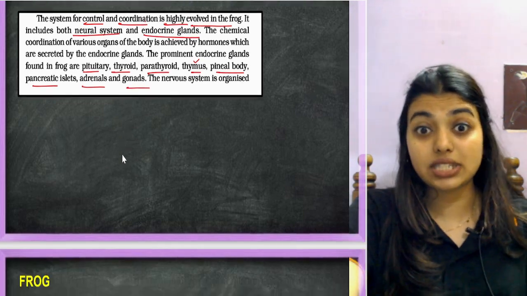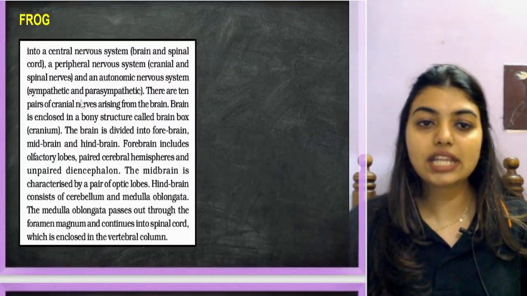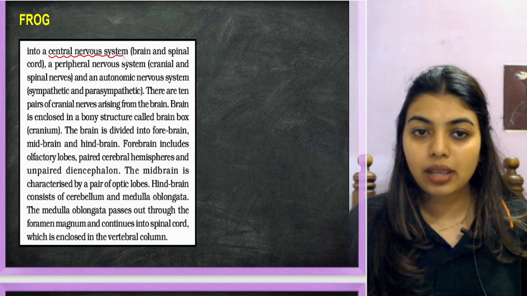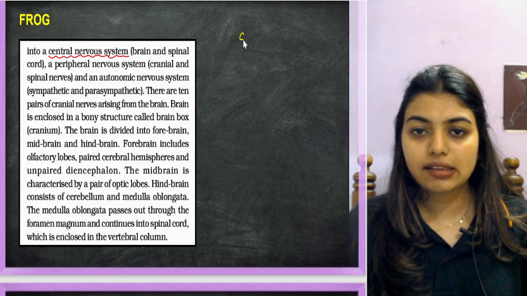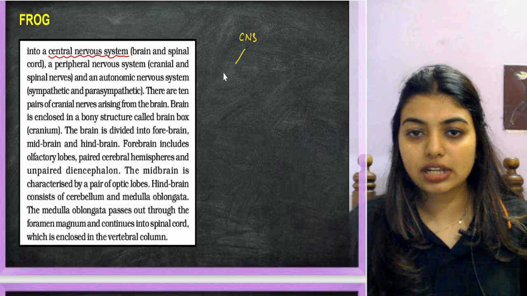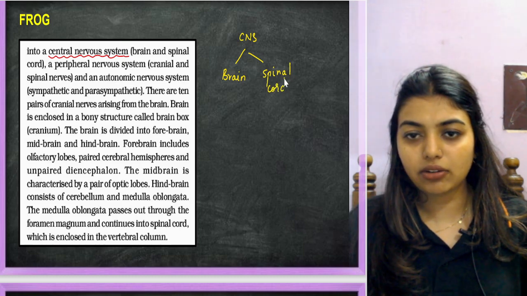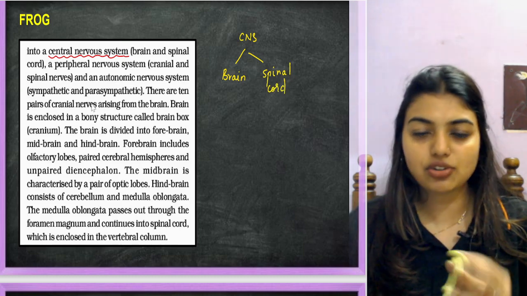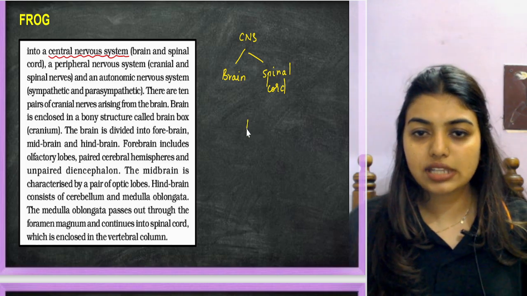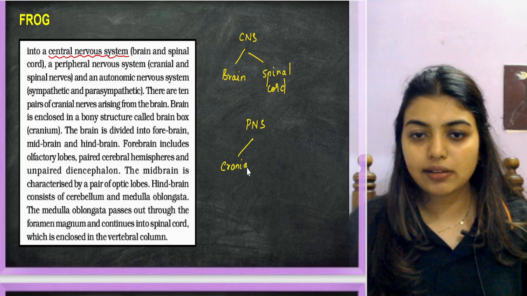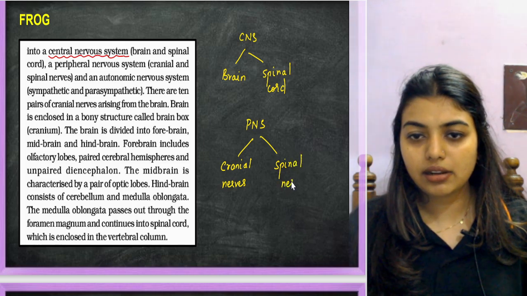Now let's see the nervous system. The nervous system is organized into the central nervous system, that is, they have CNS. This CNS has two structures, the brain and the spinal cord. If CNS is there, PNS is going to be there. So a peripheral nervous system also is there, which will have cranial nerves and spinal nerves.